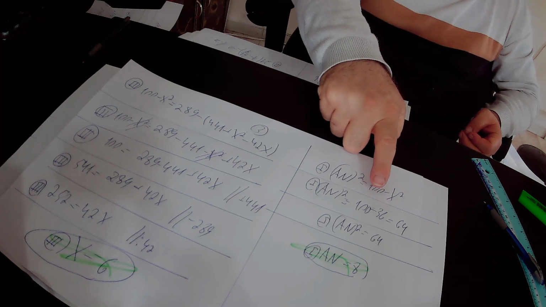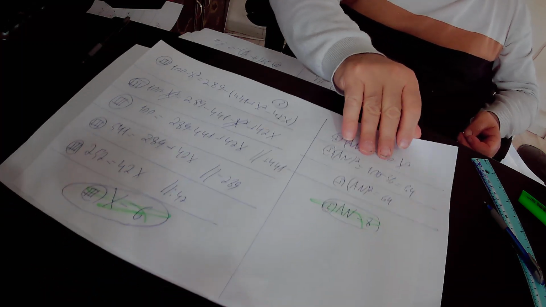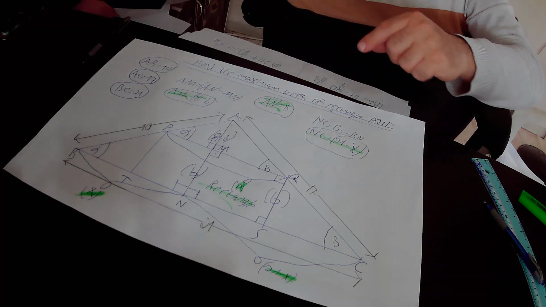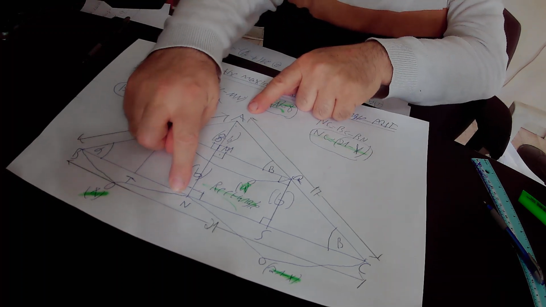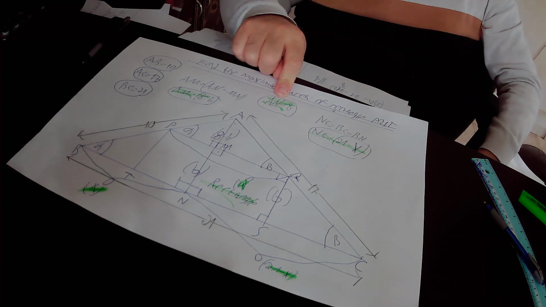Here we took the root of this equation and finally found that AN equals the square root of 64, that is 8. So here AN equals 8 units in length. I wrote it here that AN equals 8 units.